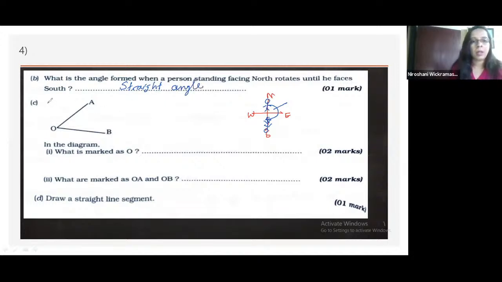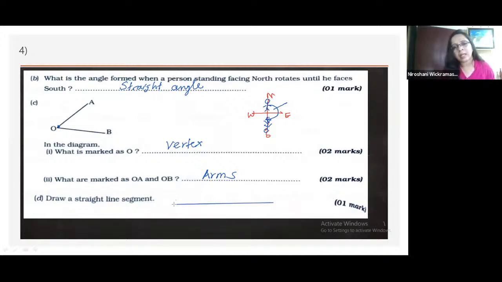One mark. See, in the diagram, what is marked as O? O is, we know, vertex. O is the vertex here. Then what are marked as OA and OB? They are arms. Draw a straight line segment. We can draw a straight line like this, use the ruler and draw straight. This is the straight line segment. You can name it as AB. Then you can add the marks, right? Like this.